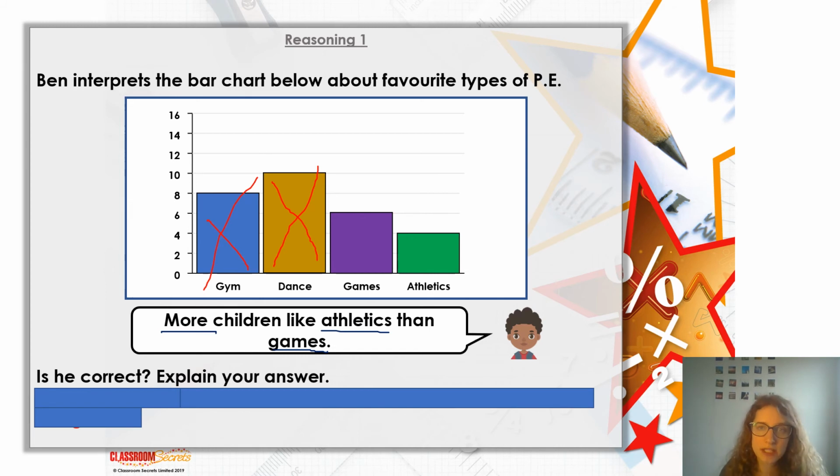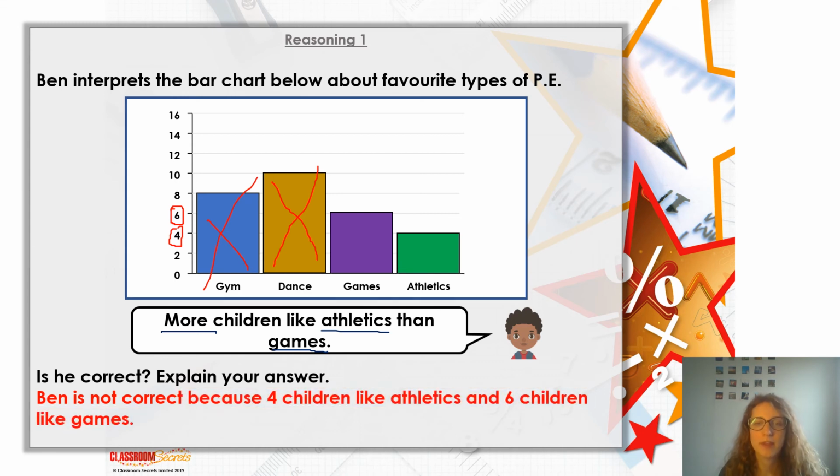Is he correct? He is not correct. Can you say why he is not correct? So have a look. So games here goes up to 6 and athletics goes to 4. Okay, so it's not correct because 4 children like athletics and 6 like games, so more like games.